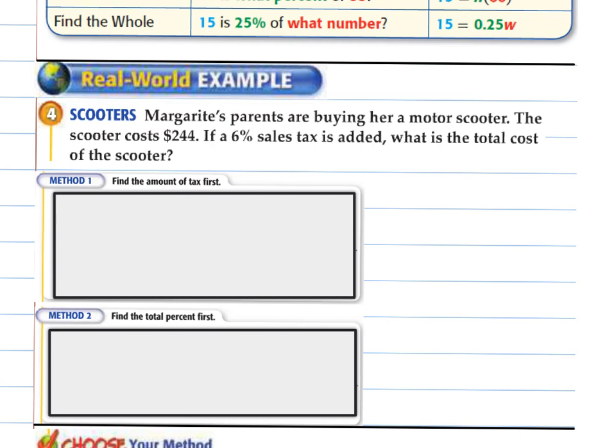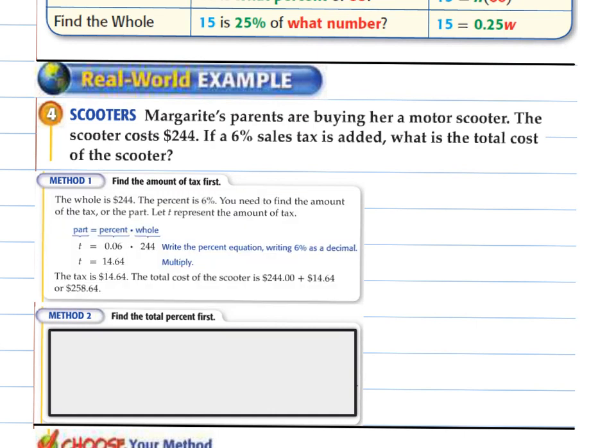Marguerite's parents are buying her a motor scooter. The scooter costs $244. If a 6% sales tax is added, what is the total cost of the scooter? There are two ways that we can solve this. I'm going to show you both ways. The first way is to find the amount of tax first. Okay, so when we do that, the whole is 244. The percent is 6%. We need to find the amount of the tax, or the part. Okay, we're going to let T represent the amount of tax.